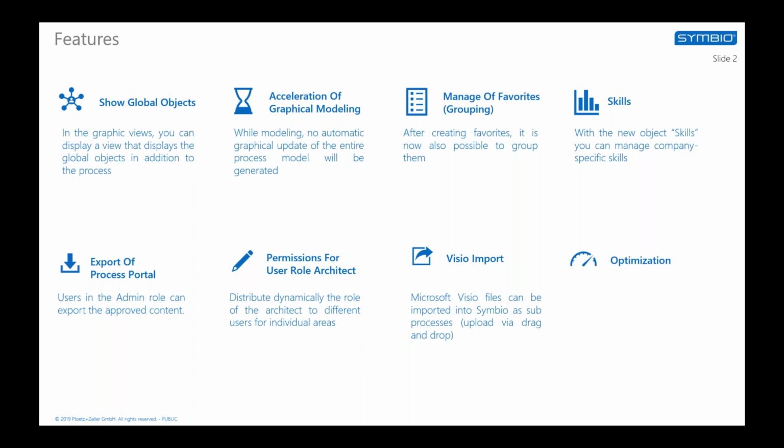And then finally, the Visio import. So the plan is that VSDX files created with Microsoft Visio can be imported into Symbio very easily. You would just upload a Visio file via drag and drop, and then you do the mapping of the objects yourself, meaning the objects you used for the modeling in Visio need to be mapped with the Symbio objects, and then the end product is the general Symbio process you know at this stage.